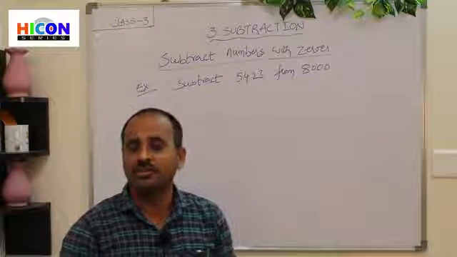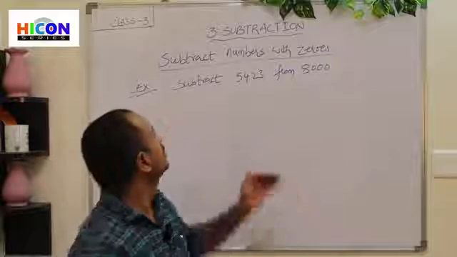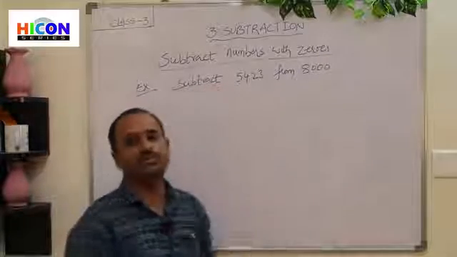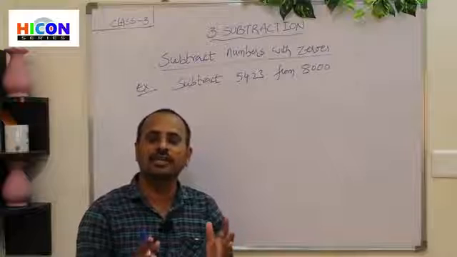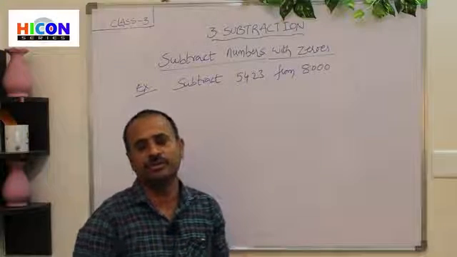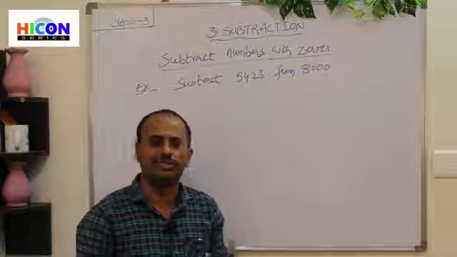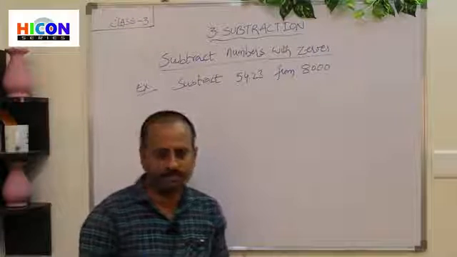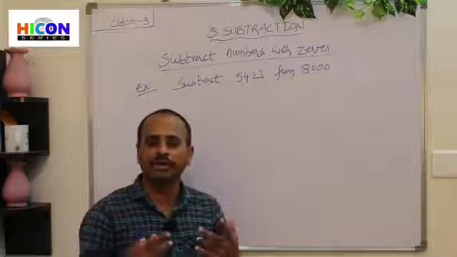So now the next topic in this chapter is subtract numbers with zeros. That means how to subtract a number from a given number having zeros. If the number has more zeros, then how we have to subtract and how we have to regroup.